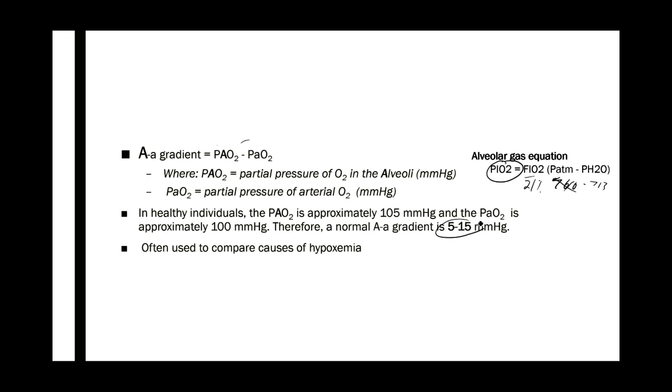Normal is 5 to 15, so that is a good range to memorize. You will also see 0 to 10. It's rarely 0, because that would mean perfect transfer, and it's never really perfect in real life. And as we saw in the last lecture, it's often used to compare causes of hypoxemia, or low P small a O2.